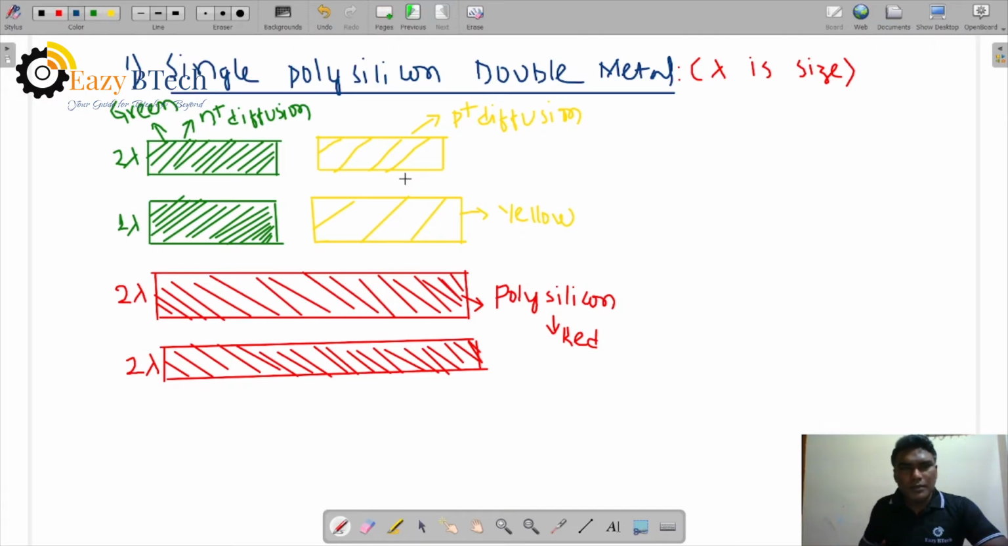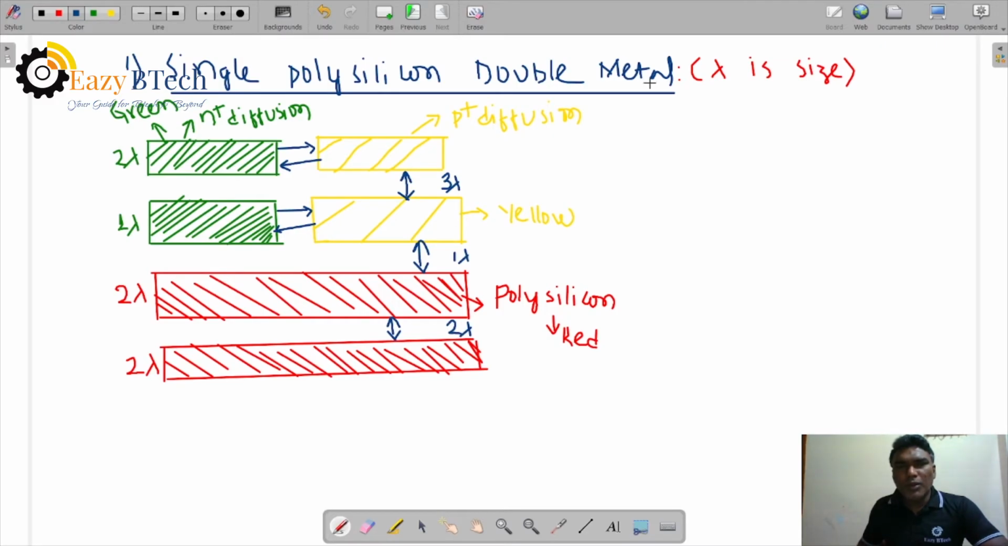Now from here to here, P plus diffusion to P plus diffusion, N diffusion to N diffusion, how much is it? The distance is 3 lambda, and here also. N diffusion to polysilicon, P diffusion to polysilicon, the distance is 1 lambda, and polysilicon to polysilicon, the minimum separation is 2 lambda, right?